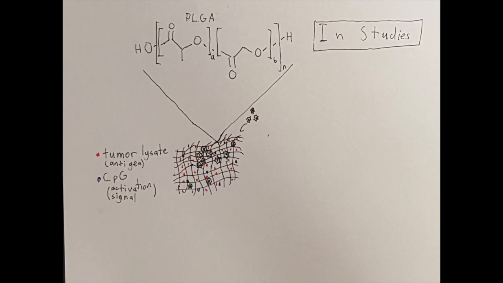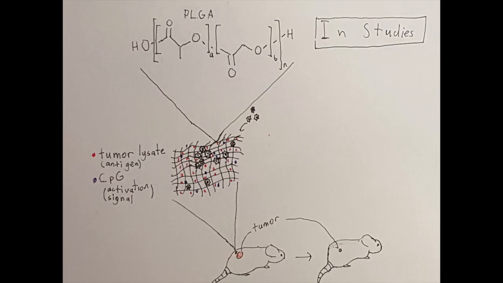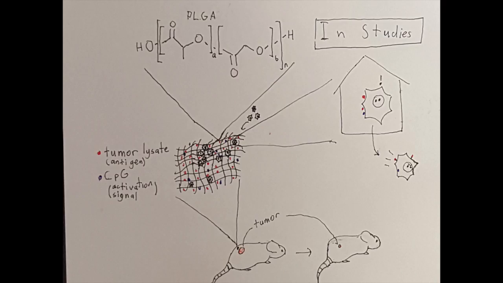In studies, therapeutic vaccines based on PLGA scaffolds were shown to be effective in treating cancerous tumor growth in mice through persistent release of a dendritic cell recruiting molecule, GM-CSF, and providing a structure in which dendritic cells can reside while receiving the cargo of tumor antigens and immune activation signals.